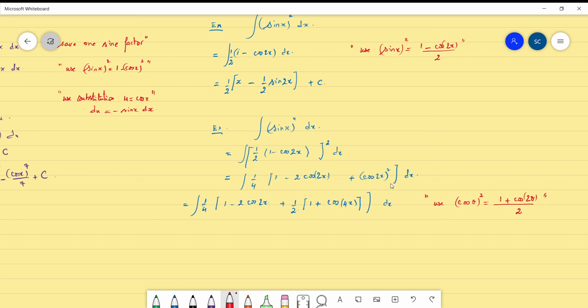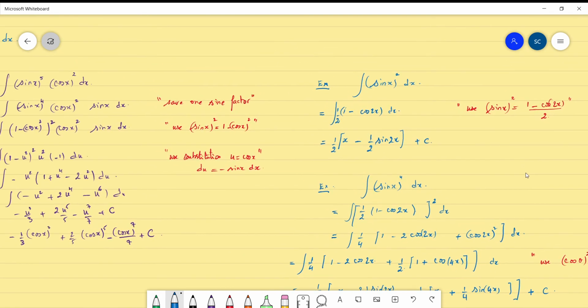Okay, and then it's easy to find. So we will have x minus 2 sine 2x, then plus half of x and plus 1 over 4 sine of 4x. If you differentiate, okay, plus a constant, you see. So this works, and this method will always work.